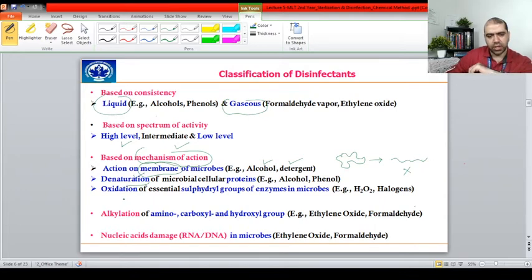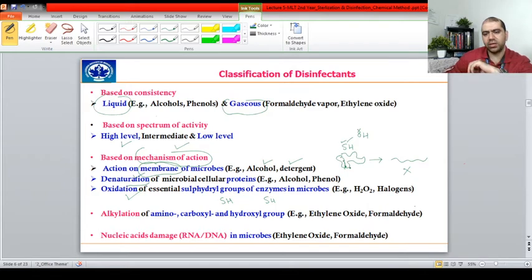Another way of killing microorganisms using chemicals is oxidation of essential sulfhydryl groups present on the enzymes. You will see that when SH is present on enzymes in a three-dimensional structure, for example, here and here we have two sulfhydryl groups. These are sulfhydryl groups, just like your hydroxyl groups, only the difference is they have sulfur in replacement of oxygen. So let us say that this is a covalent bond, a sulfhydryl bond.